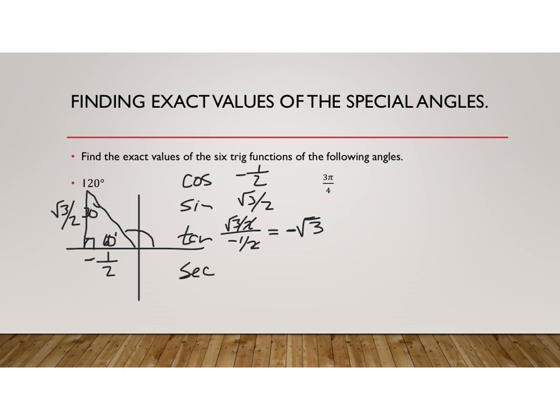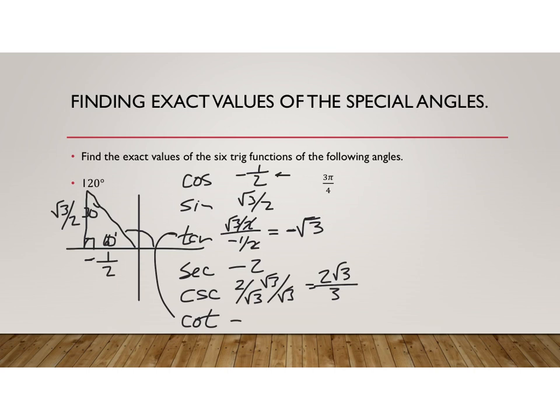And then I do the reciprocals of each one. Secant's reciprocal cosine, flipping that would be negative 2. Cosecant is reciprocal of sine, flipping that would be 2 over root 3. I need to rationalize that. Can't have a square root in the bottom. That'd give me 2 root 3 over 3. Cotangent's reciprocal of tangent, which would be 1 over negative root 3. Rationalize that one. And I get negative root 3 over 3.